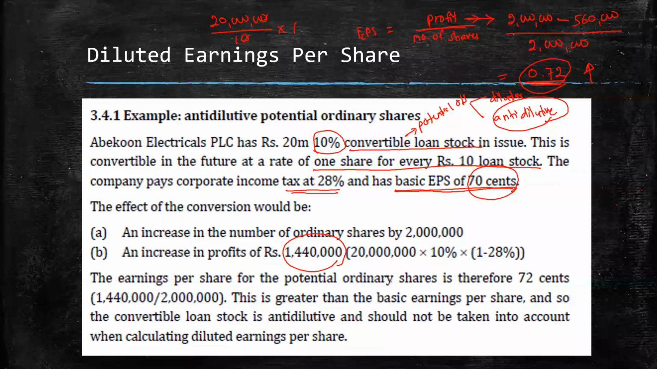If it is anti-dilutive, we should not take it when we are calculating the diluted earnings per share. So when calculating diluted earnings per share, we do not need to consider this, because it is an anti-dilutive potential ordinary share. That is how we can decide whether it is dilutive or anti-dilutive.